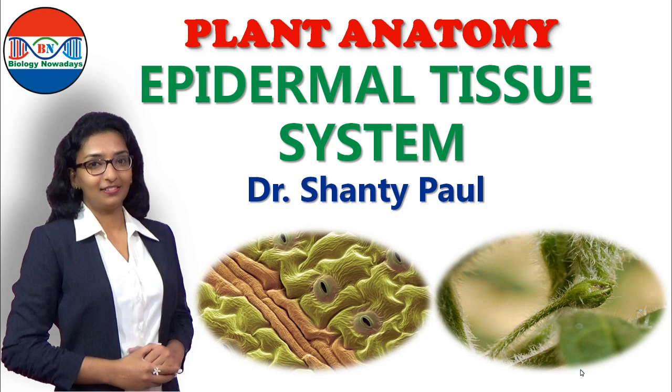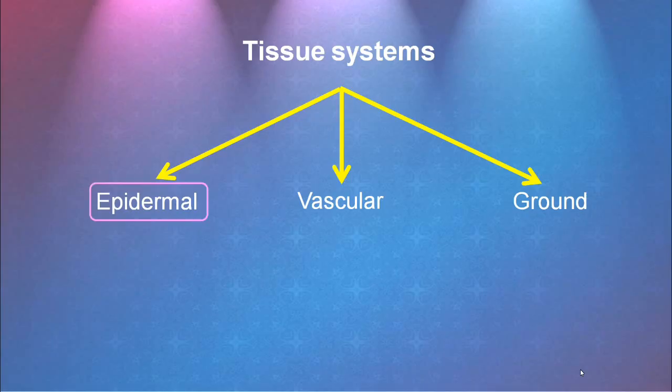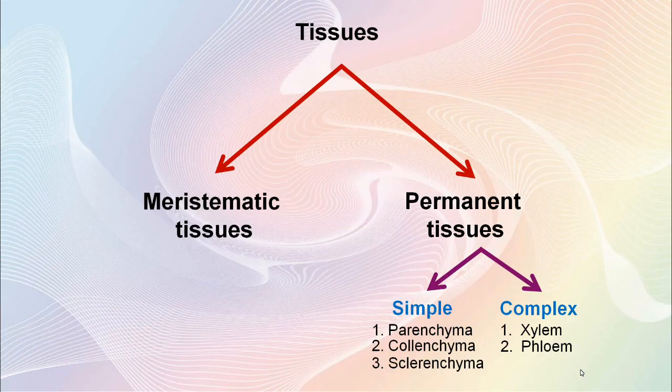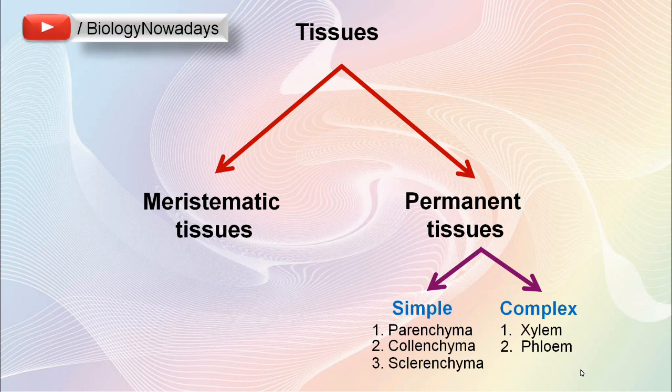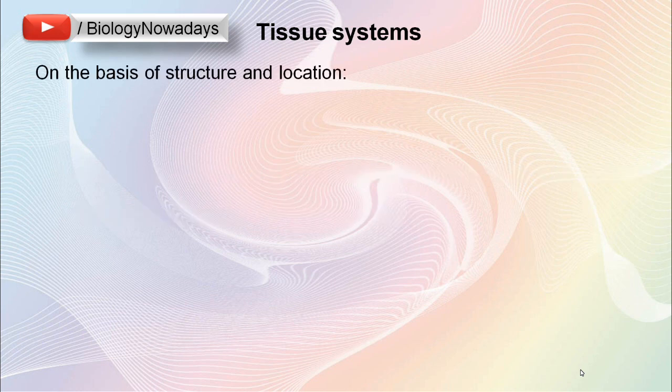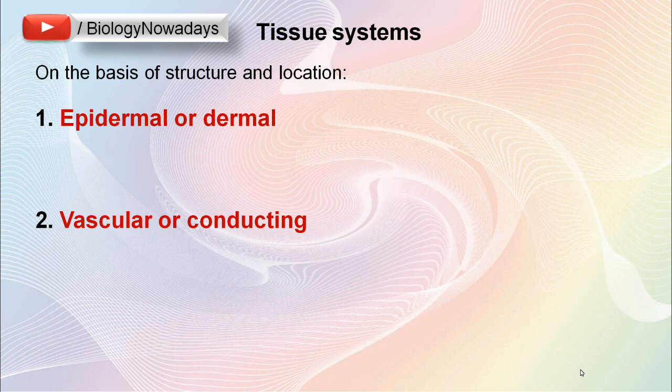In this video, we will learn about tissue systems, mainly the epidermal tissue system. So let's start. We have already learned a lot about different kinds of tissues. Now let's learn about tissue systems. A tissue system is a group of tissues performing a common function irrespective of their position. On the basis of the structure and location, there are three types of tissue systems: the epidermal or the dermal tissue system, the vascular or the conducting tissue system, and the ground or the fundamental tissue system.